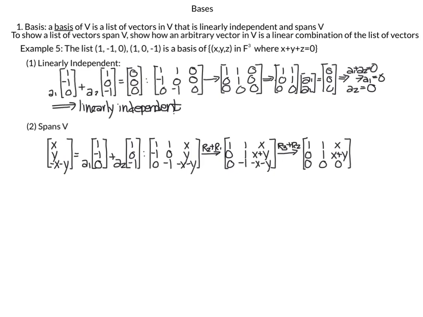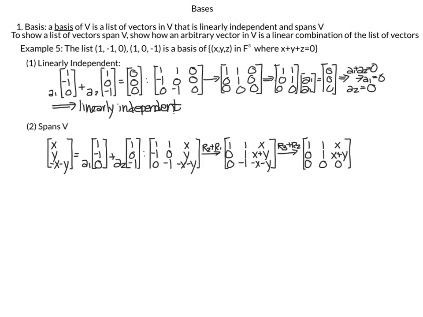Now we write our general form of our vector. xy minus x minus y is equal to a coefficient times our first vector 1, negative 1, 0, plus the scalar times our second vector 1, 0, negative 1. In matrix form, we have our first vector 1, negative 1, 0, our second vector 1, 0, negative 1, our solution vector xy minus x minus y, and then here I row reduced.